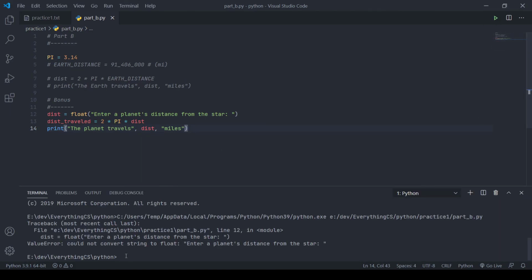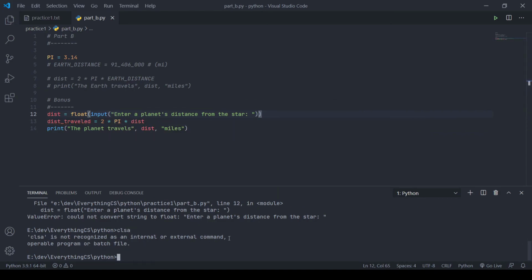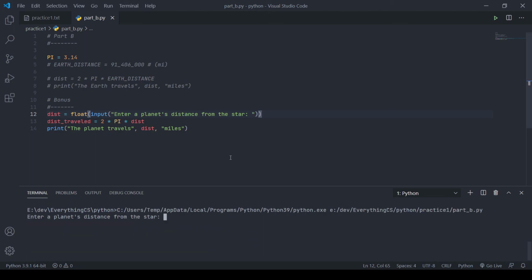So let's go ahead and run it, and it says it cannot convert type. Oh, I forgot to do the input. Oops. There we go. Okay. That makes a lot of sense. Let's clear that and try that again. So enter a planet's distance from the star. So we'll just grab the Earth distance. So 91,406,000. And that should be, oh, oops. Passed in the wrong one, man, I'm just messing up.